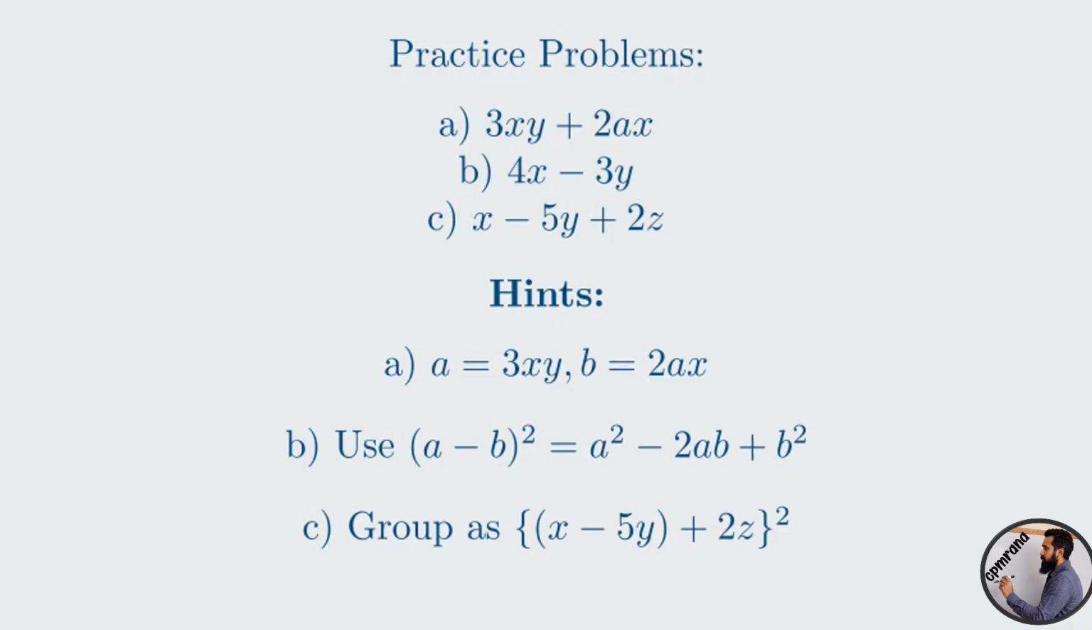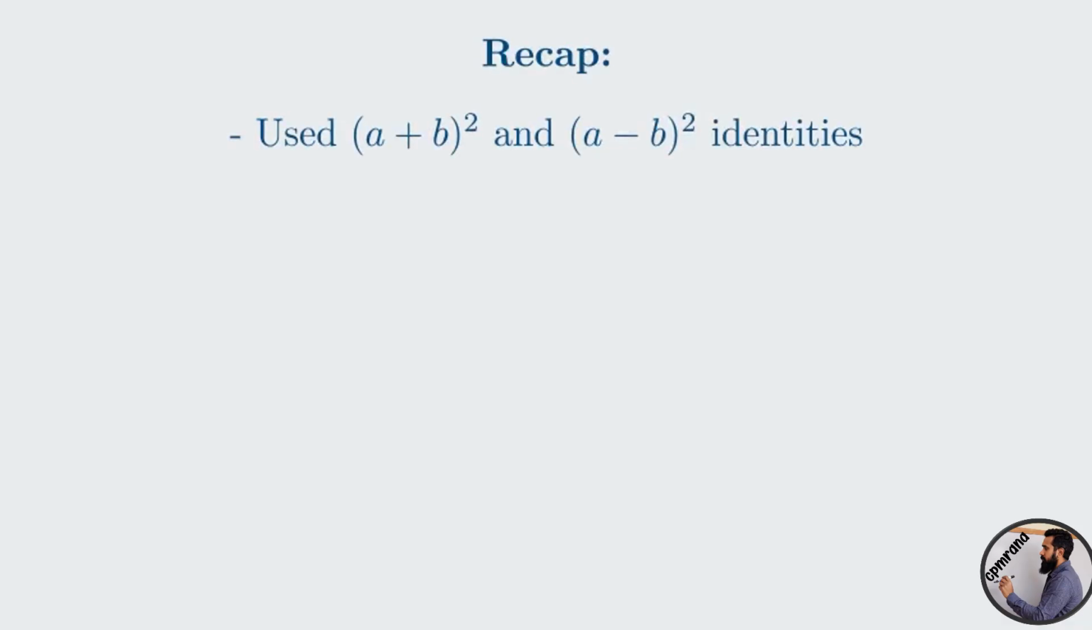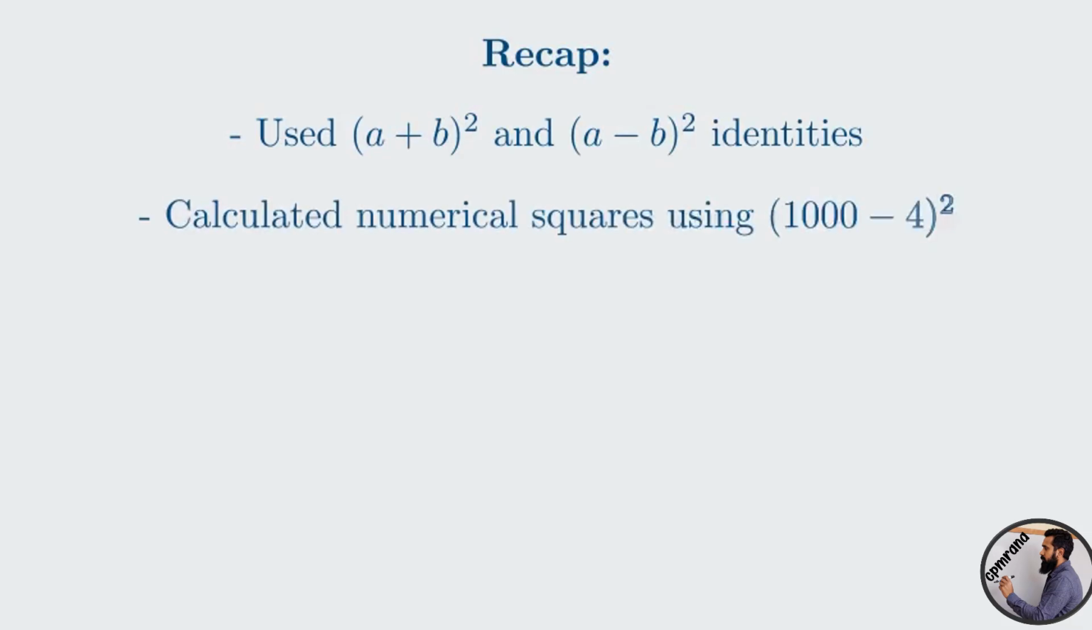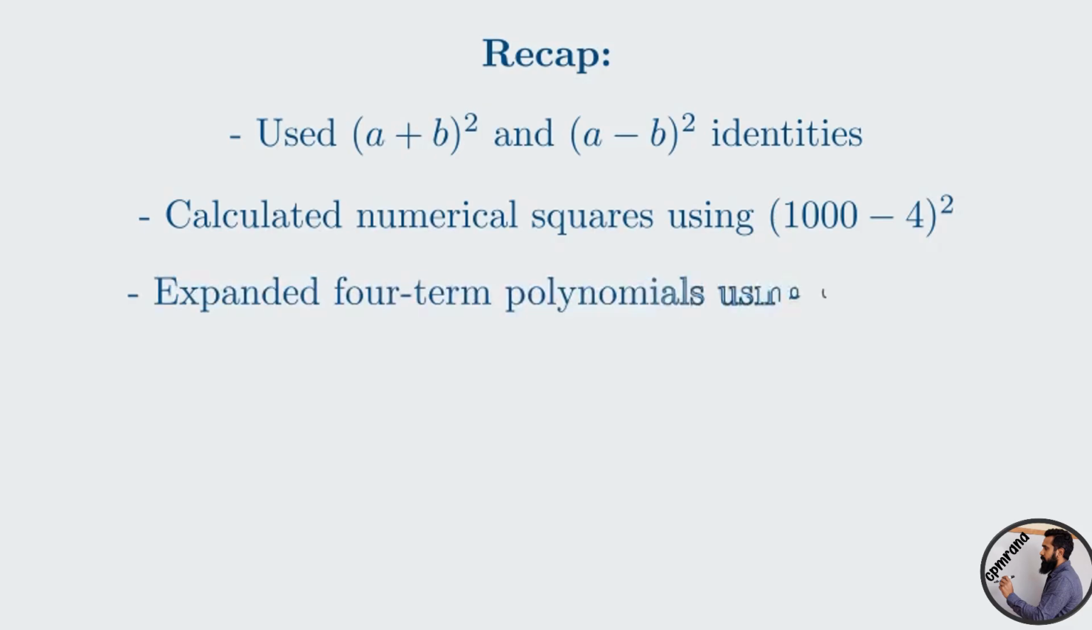Let's quickly recap what we have achieved in this session. We used the a plus b squared and a minus b squared identities. We calculated numerical squares using the expression 1000 minus 4 squared. And we expanded 4-term polynomials using grouping. You have now learned how to apply algebraic identities to find the square of various expressions and numbers. Great job following along.